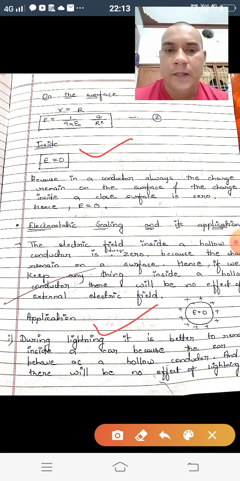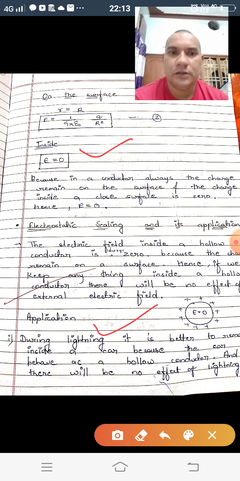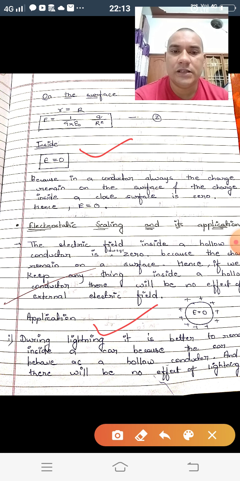This is the end of chapter 1. We have studied electric charge, electric force, electric field due to a point charge, then electric dipole, electric field due to an electric dipole, then we have studied electric flux, the numericals, then Gauss law and its applications.